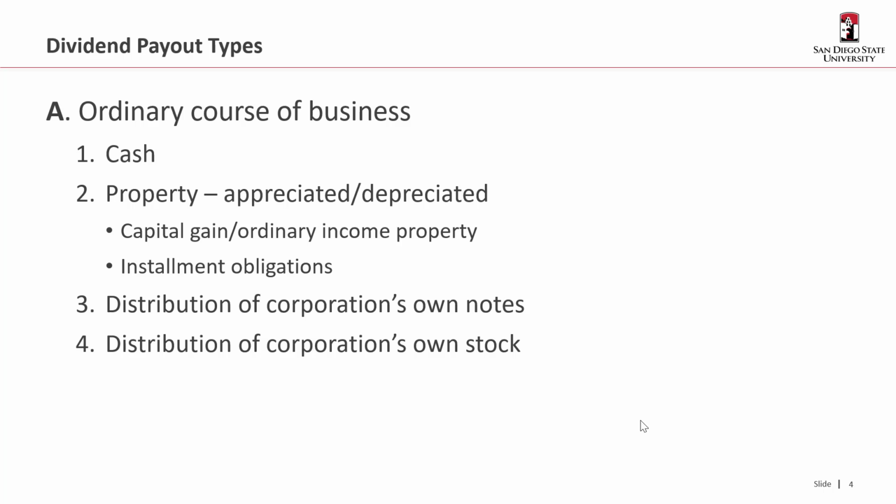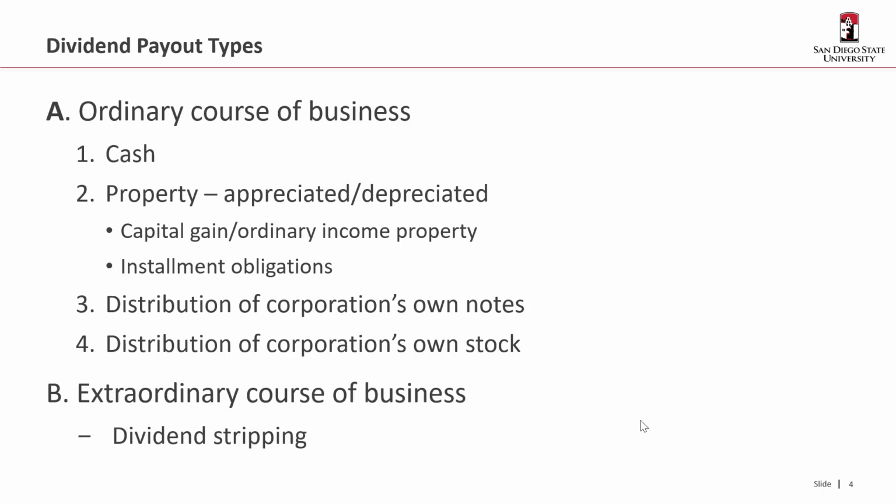So for every share, here's another share. There are also extraordinary dividends, and we're going to talk about a couple types of those in particular as it relates to a strategy known as dividend stripping. And because dividend stripping was occurring, now we have a section of code that is designed to prevent dividend stripping. So this becomes another one of the traps for the unwary.